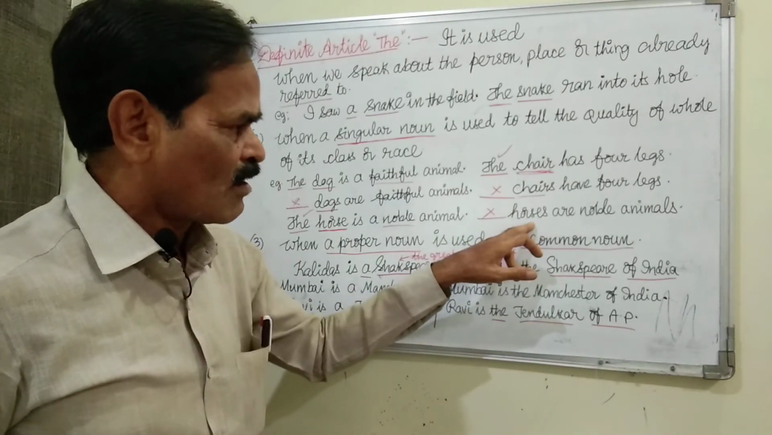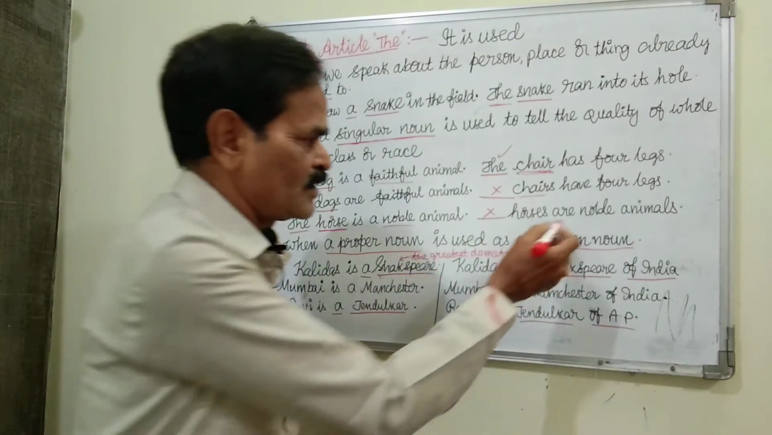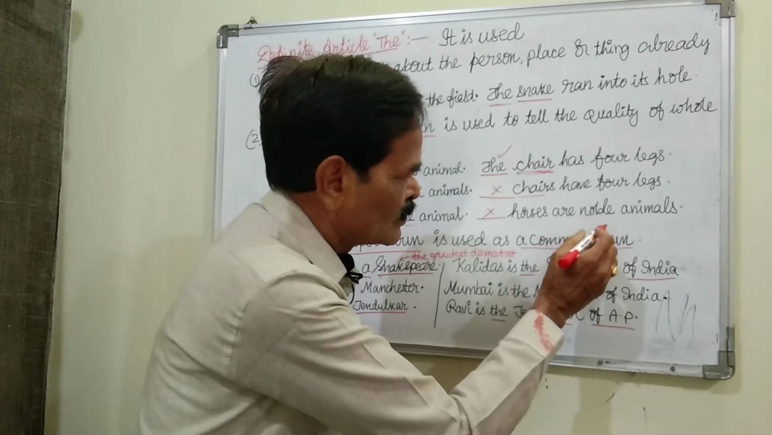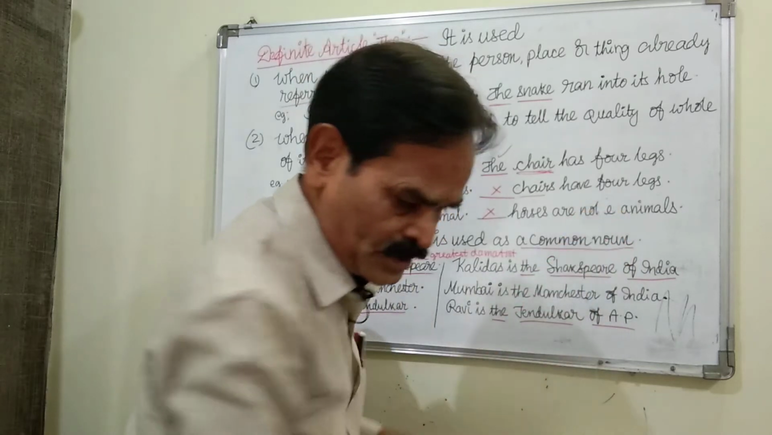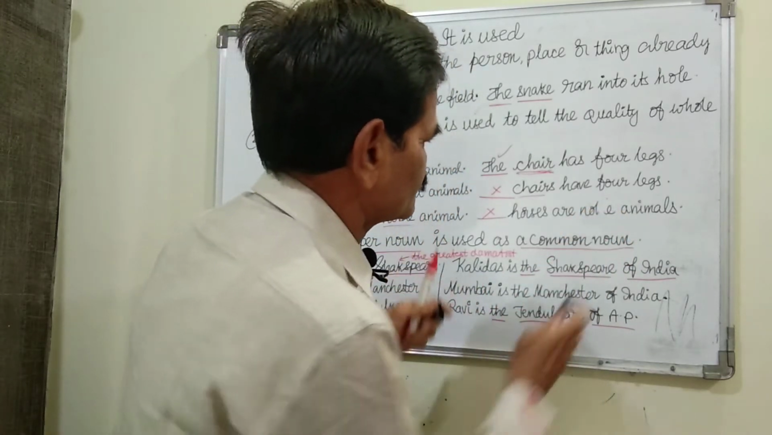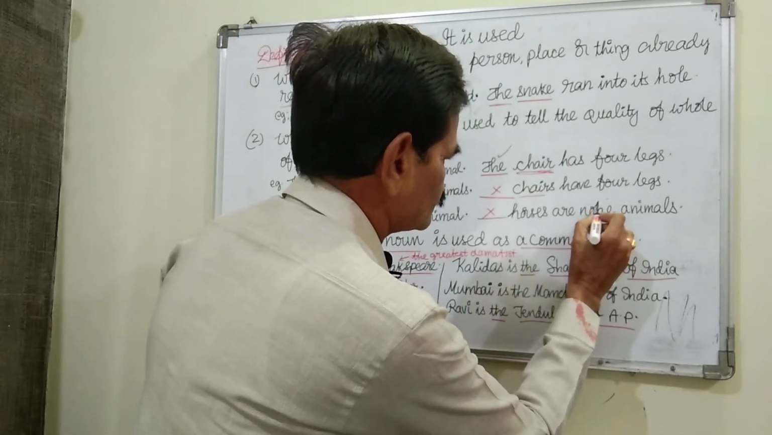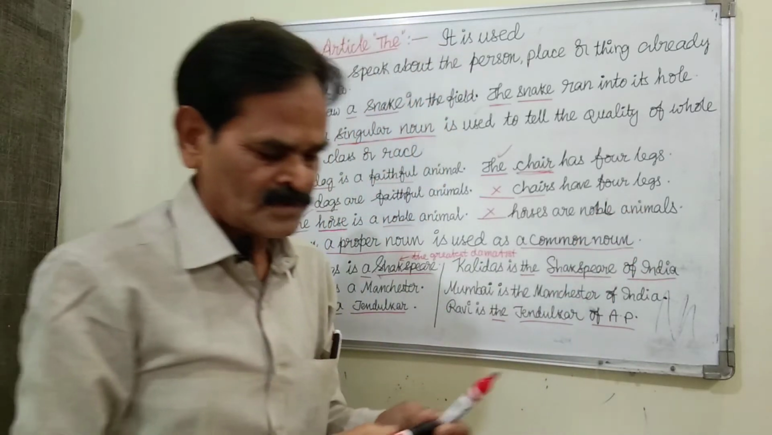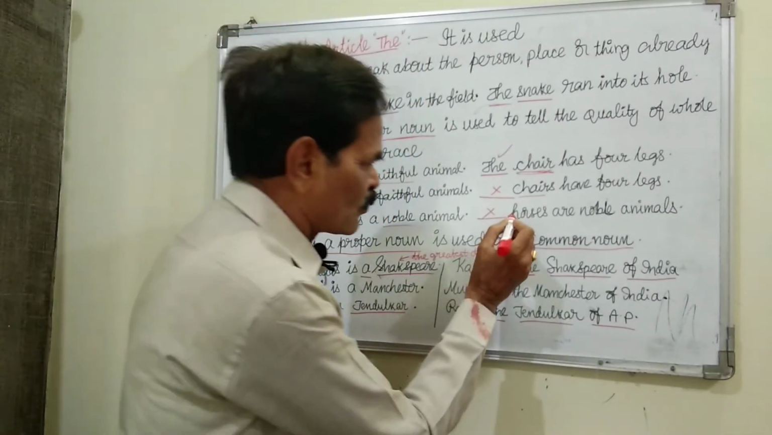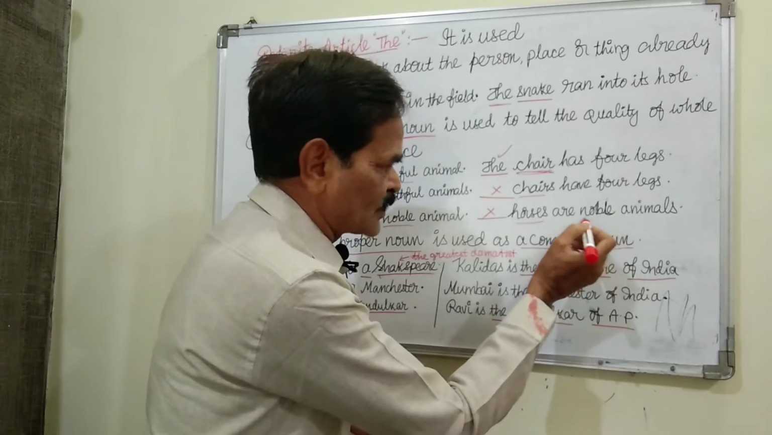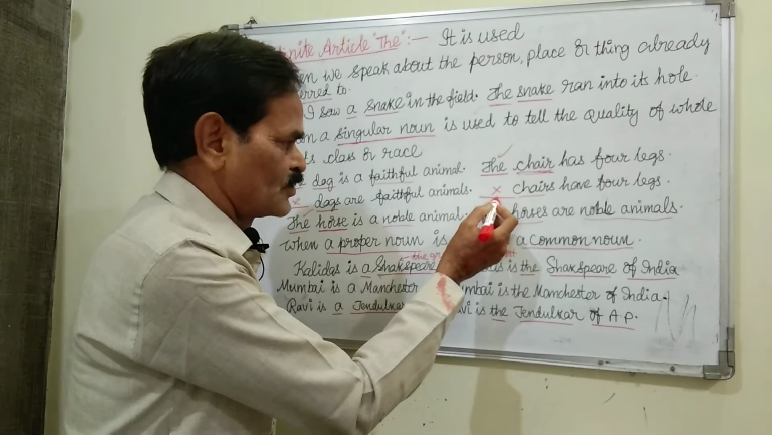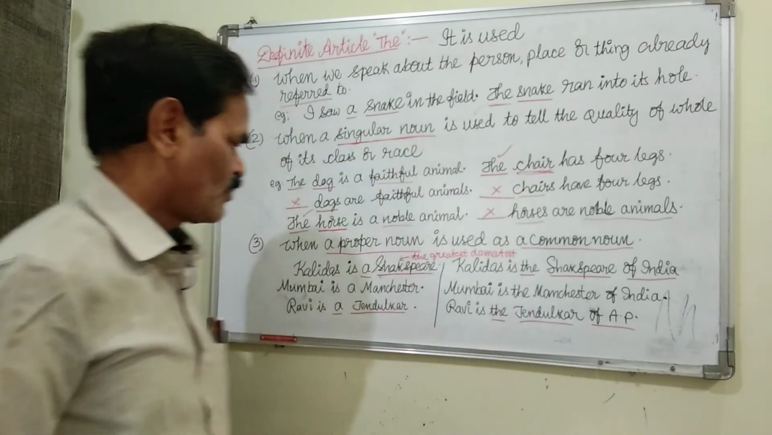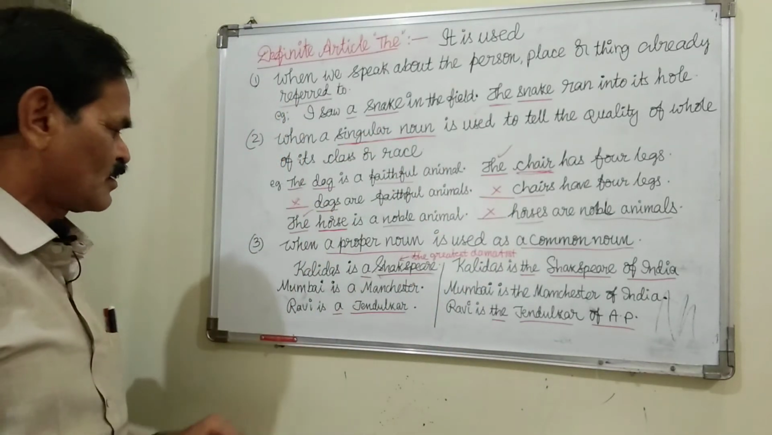If we use horses, horses are noble animals, then it is a plural. Before a plural noun, even though it tells the characteristic or the quality of all the horses, we should not use the before horses. So this is the second usage.